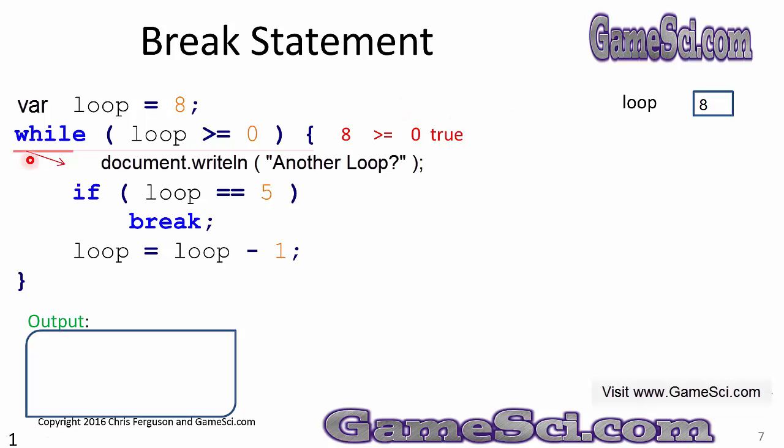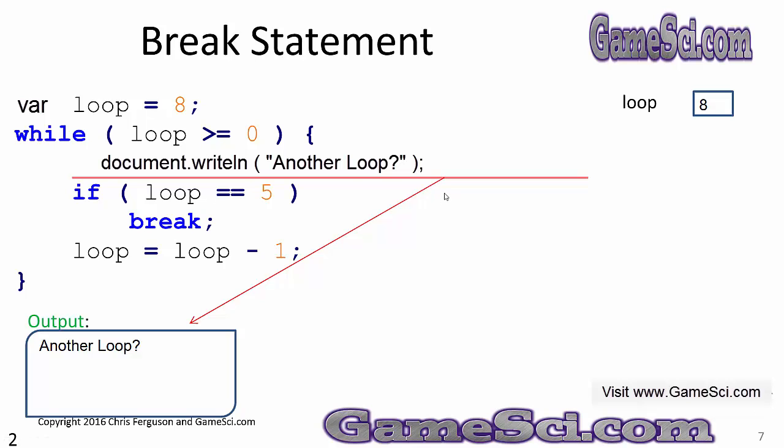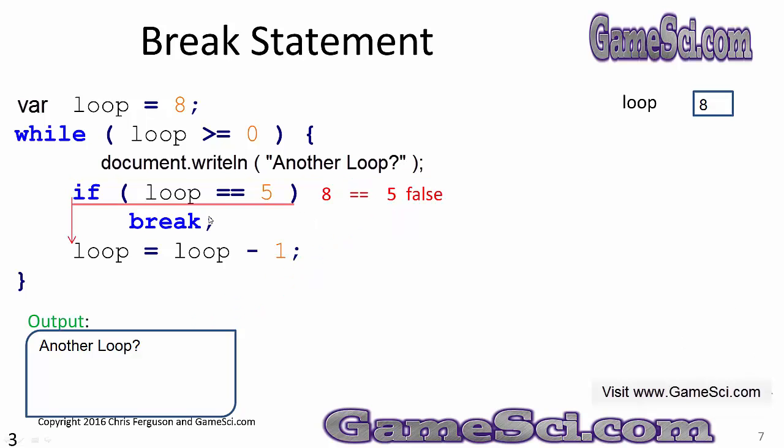As a true statement, we will go inside the loop and execute everything in this block. Between these two curly braces, everything will execute. So all of this code will execute when that while statement is true. So we'll print out system.out.println, and another loop appears on our console. After that, we'll execute this if statement. If loop equals 5. Well, that is now an 8 equal 5. Loop has the value 8. 8 equal 5 is a very false statement.